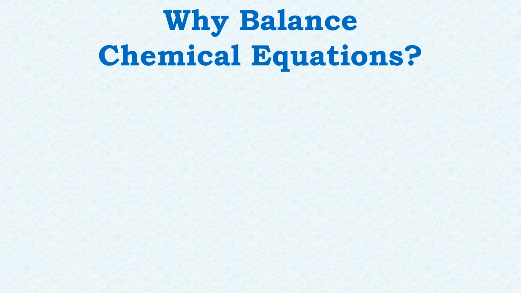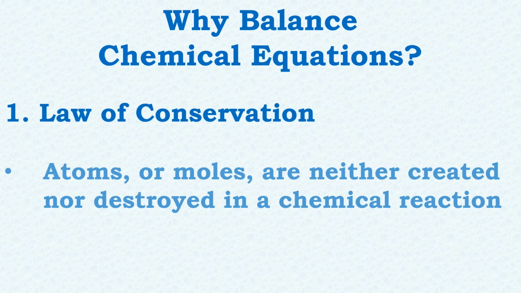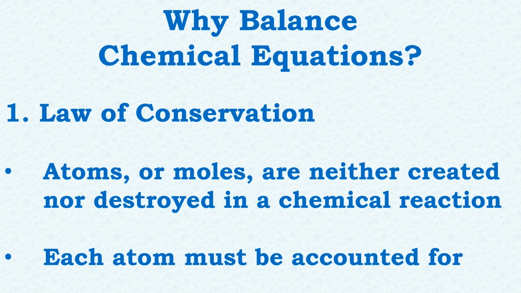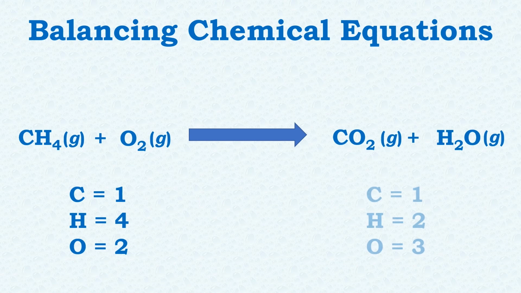Let's understand why we must balance chemical equations. There are two main reasons. First, the law of conservation. Atoms or moles are neither created nor destroyed in a chemical reaction. Atoms are only rearranged. Therefore, each atom must be accounted for during a chemical reaction. Take the example of methane reacting with oxygen to yield carbon dioxide and water. If you count each element on each side of the yield sign, you'll see that hydrogen and oxygen do not balance.